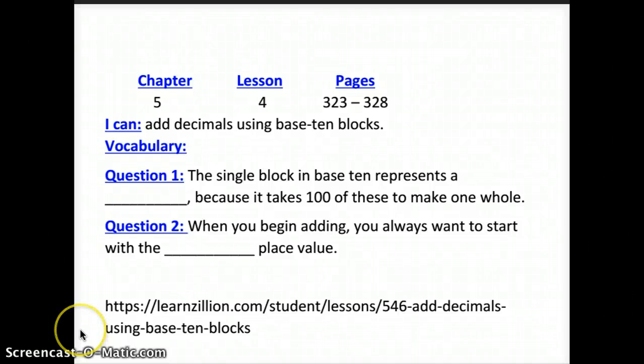Today's lesson is Chapter 5, Lesson 4, which can be found on pages 323 through 328. Our objective today is: I can add decimals using base 10 blocks.